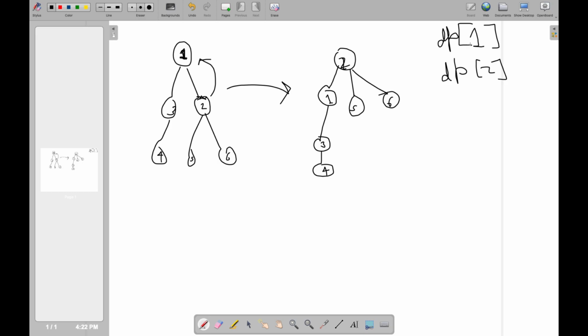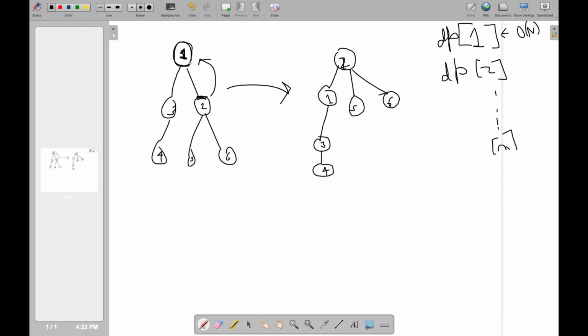Now calculating DP1 took O(N) time. If we were to do it normally, then this would also take O(N) time, and then for all the N vertices, it would take O(N squared). But here's where the DP comes in. We have pre-calculated a lot of stuff already. So what we can do is use the previous result that we had here to calculate what will be the result for DP2.